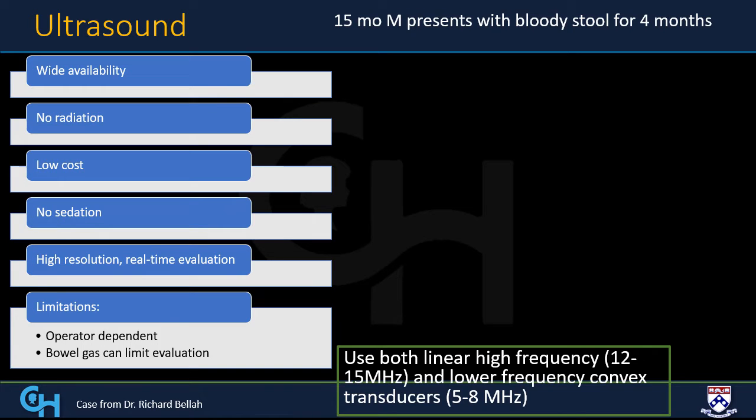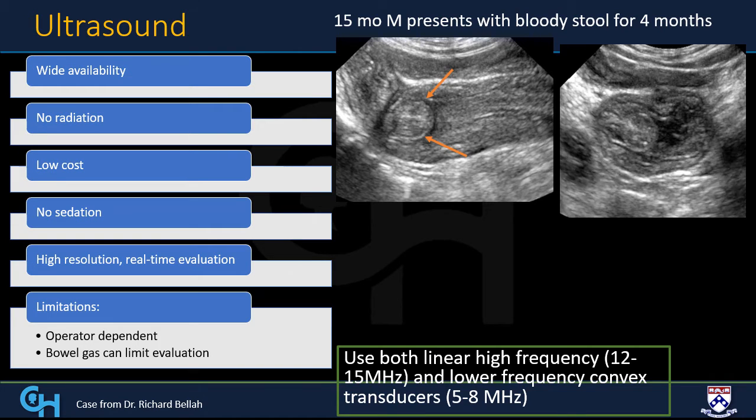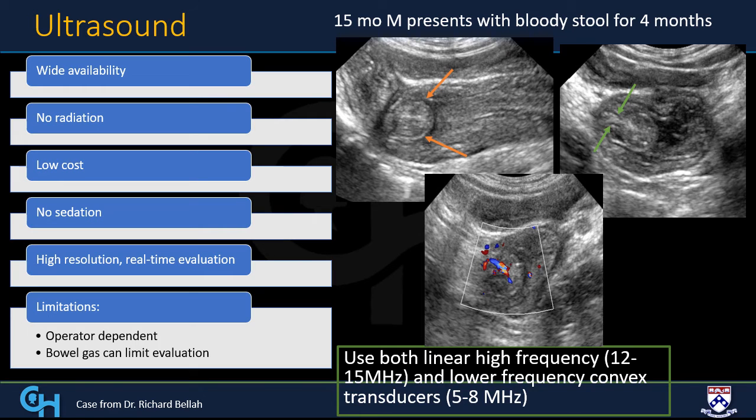So here is a quick ultrasound. A 15-month-old male presents with bloody stool for 4 months. We see this echogenic lesion within the bowel, and we can see a nice stalk arising from the bowel wall, and there is central vascular flow, and this is compatible with a juvenile polyp.